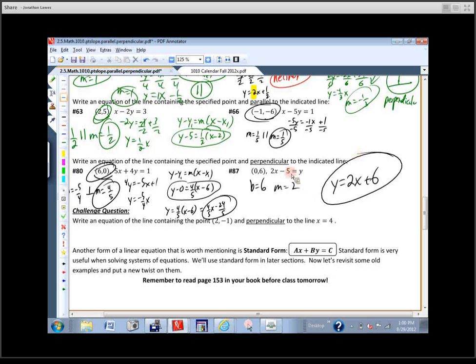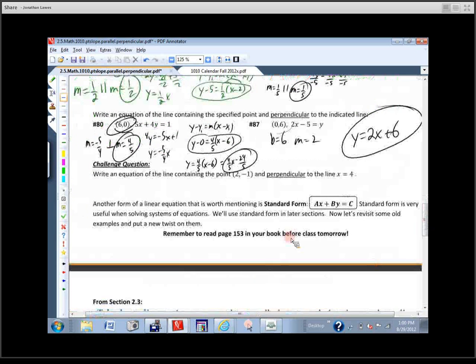It's that quick. Okay? So don't overlook things like, hey, that looks weird, but it's still in slope-intercept. Hey, that's a special point. That is the y-intercept. So I can just write that one down. Okay? All right. Last one on this page, and then we're going to take a look at the story problems on the next page, because you do have a couple of those on the assignment.